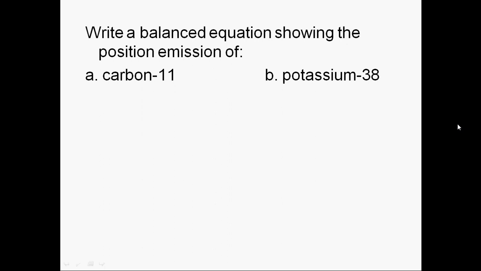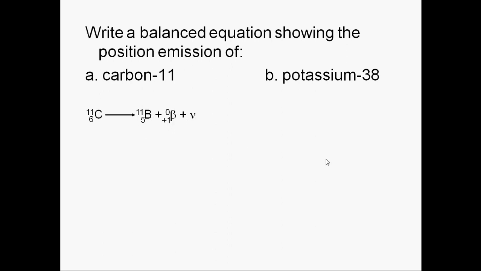Alright folks, by the way, first of all, this says position emission. It should be positron emission. Alright, so carbon 11, when it emits a positron, again, what we see is that the atomic number decreases by 1. So we go from being carbon 11 to boron 11 with an extra positron, or a positive electron basically, being emitted as well, along with a neutrino.